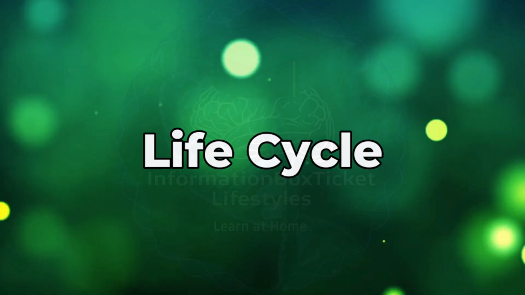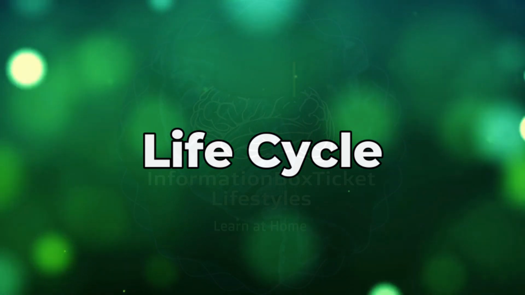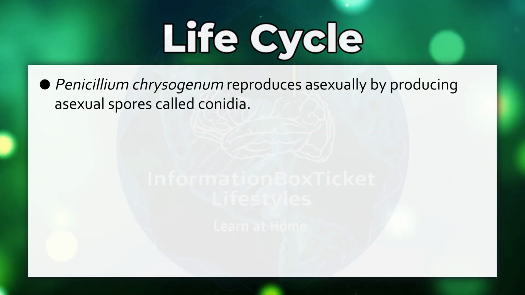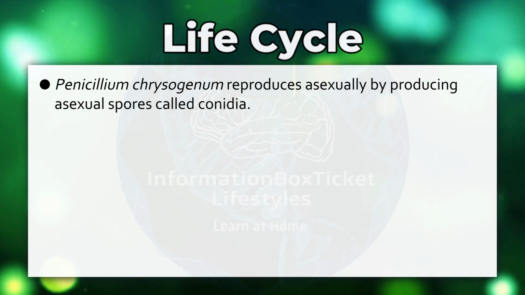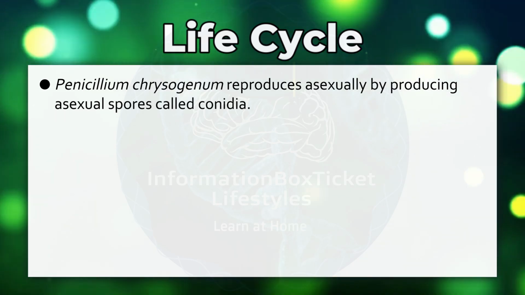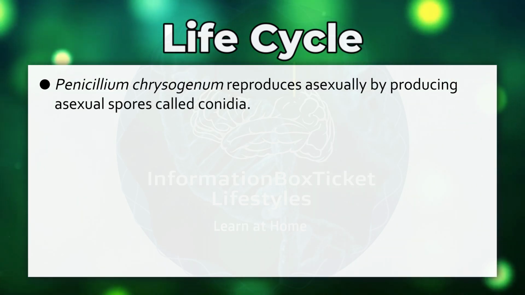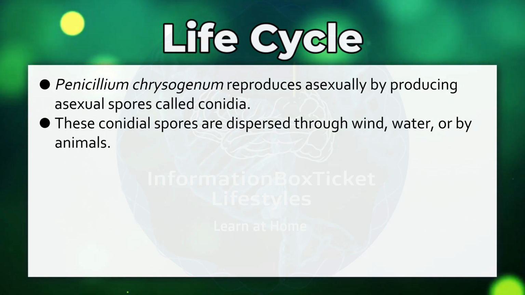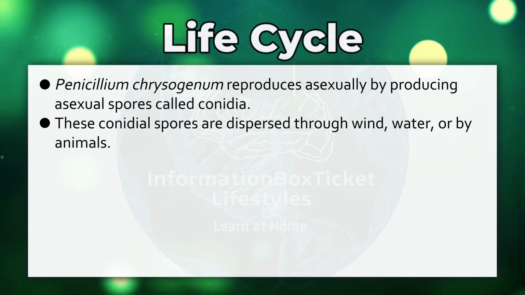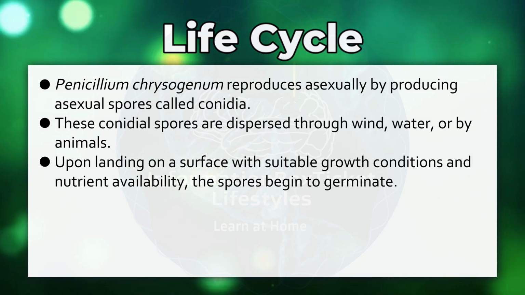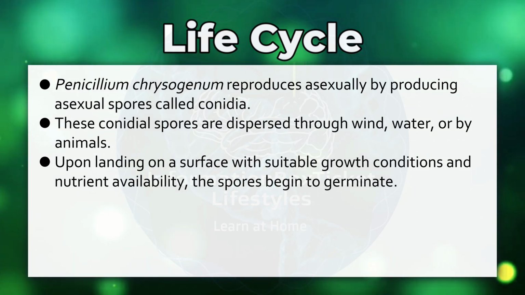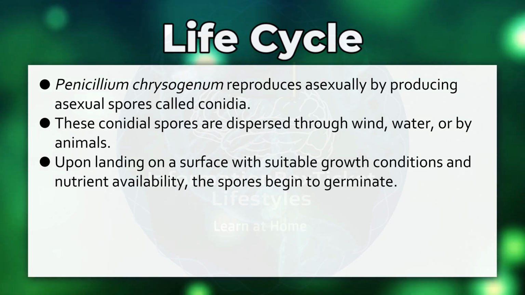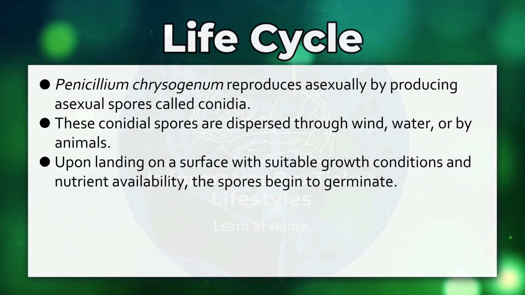Life cycle of Penicillium chrysogenum. Penicillium chrysogenum reproduces asexually by producing asexual spores called conidia. These conidial spores are dispersed through wind, water, or by animals. Upon landing on a surface with suitable growth conditions and nutrient availability, the spores begin to germinate.